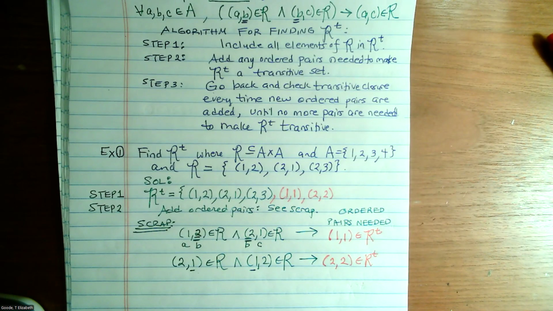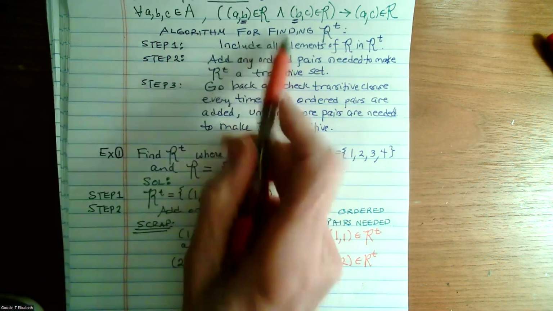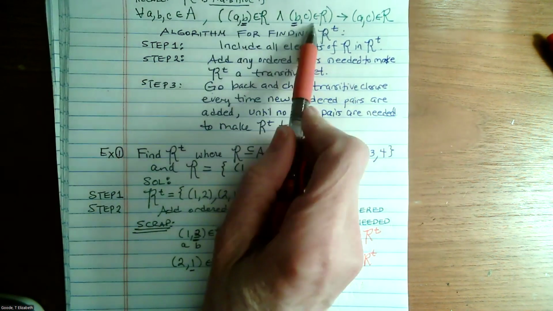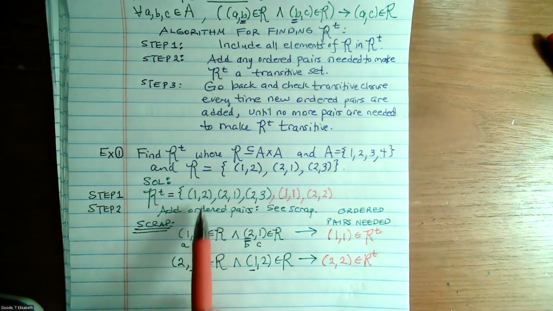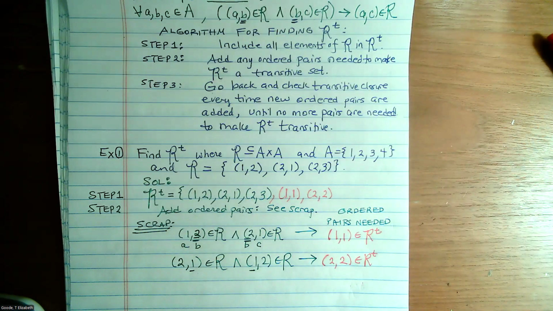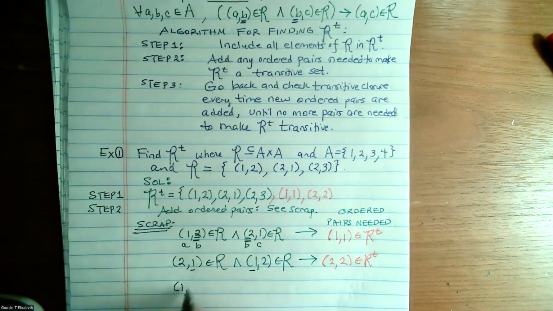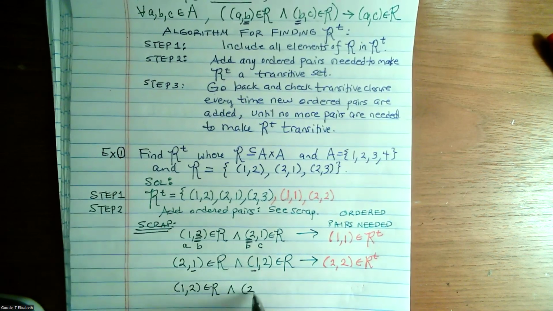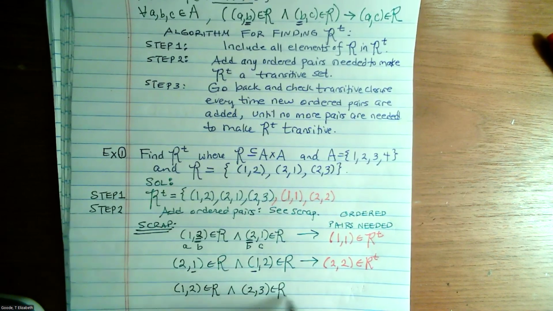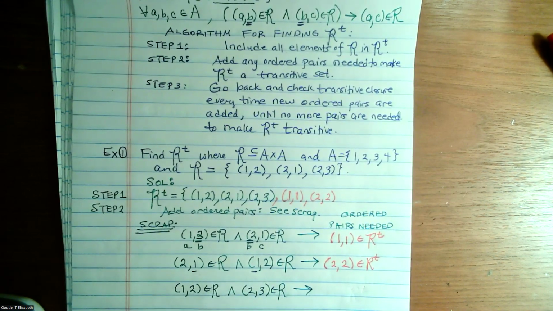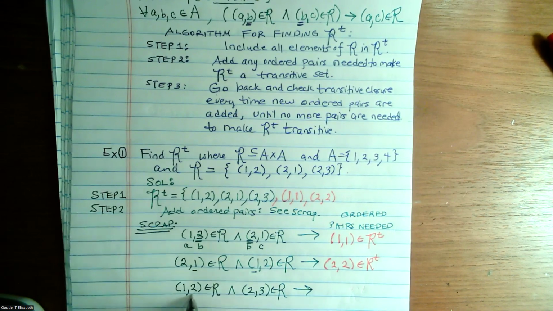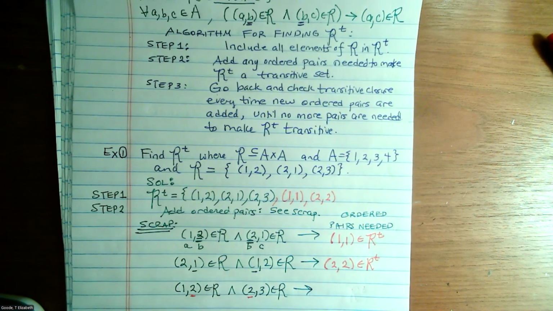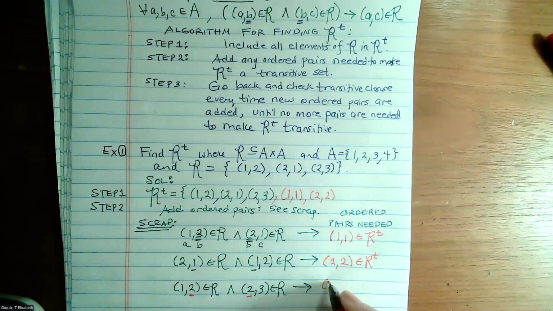Can anybody see any other situation where we have the hypothesis of transitivity satisfied? (1,2) amongst (2,3). What was that again? (1,2) and (2,3). Yep, (1,2) and (2,3). We have (1,2) in curly R, and we have (2,3) in curly R. So what should we put in curly RT? (1,3). Sure.